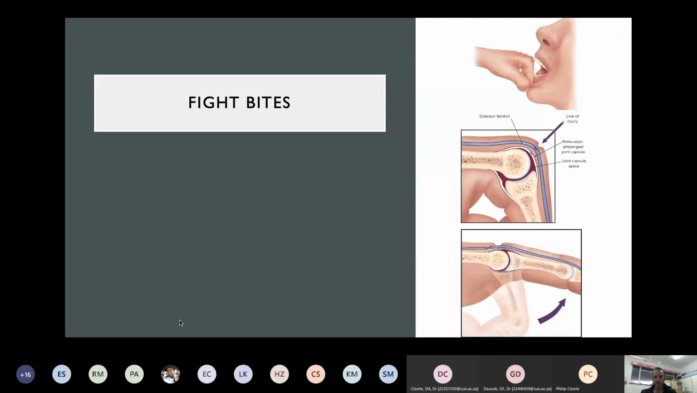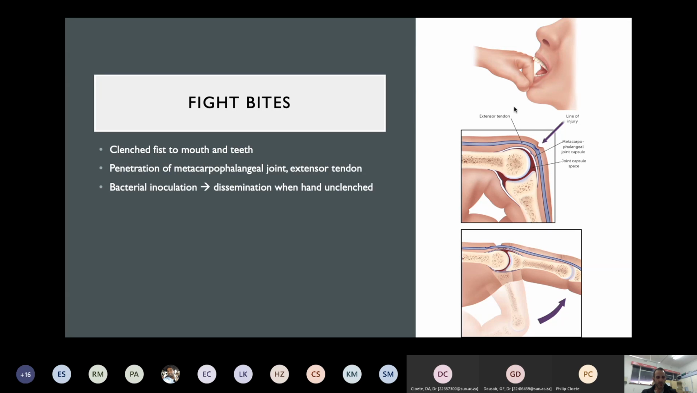Okay, so fight bites, common. Sudden light injuries. It's generally a clenched fist to the other person's mouth and teeth. As you can see here, teeth are then embedded into the patient's hand. They can have penetration of the metacarpophalangeal joint as well as the extensor tendon.